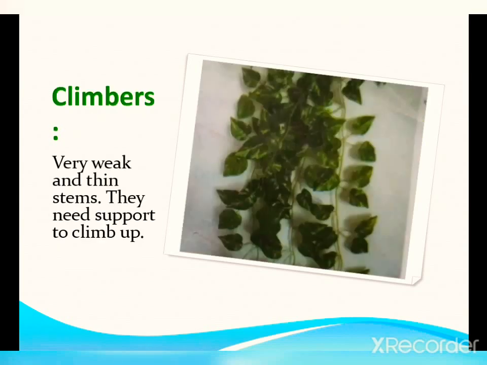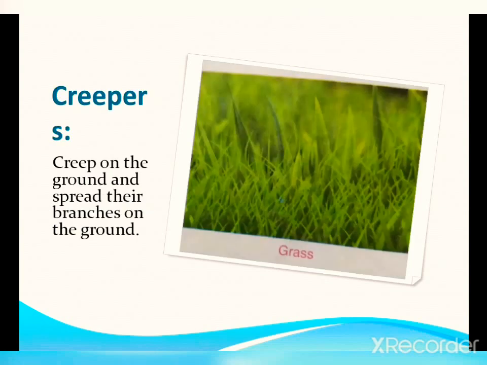Next, climbers. These are given the name climbers because they need support to climb up. You have seen the money plant. It is not able to stand straight because the stem is very thin and very weak. That's why these plants are known as climbers. Creepers, they are also not able to stand and they creep on the ground just like grass you have seen. That's why the name is given creepers.